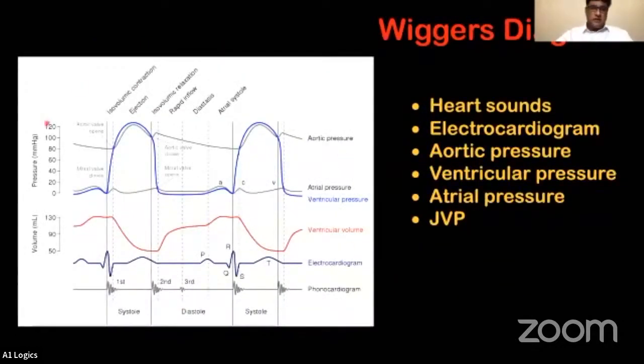Now, this is what I was telling you, a Wiggers diagram. Any Wiggers diagram will contain heart sounds, electrocardiogram, aortic pressures, ventricular pressures, atrial pressures, and JVP. So JVP is here, and this is also the atrial pressure. We have the aortic pressure here. The blue one is the ventricular pressure. The ventricular volume is the red one. We have the electrocardiogram and the phonocardiogram for the recording of the heartbeat or the heart sounds.